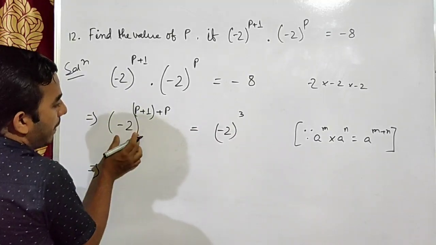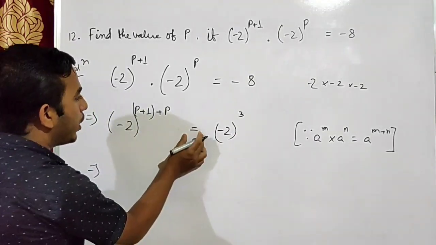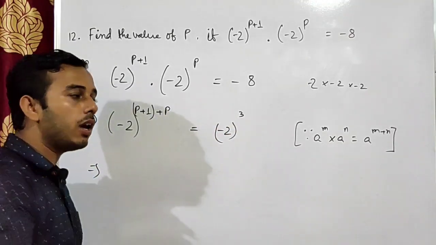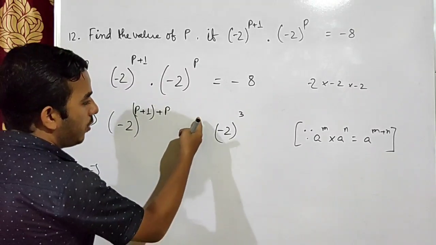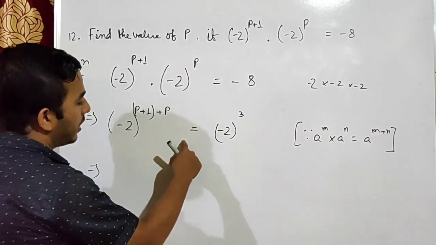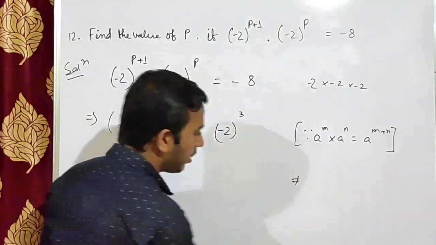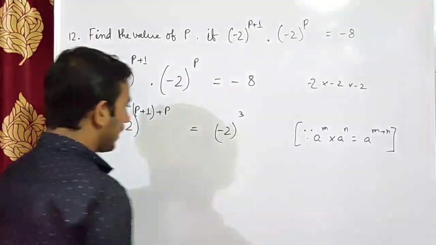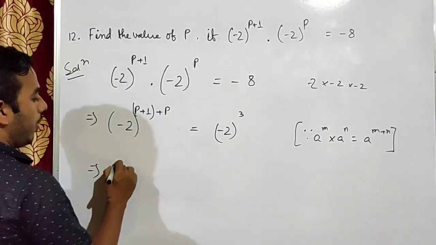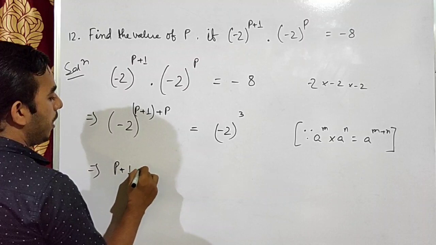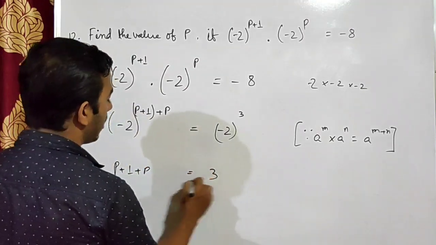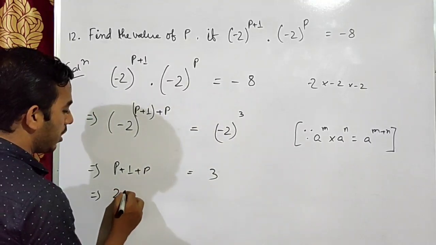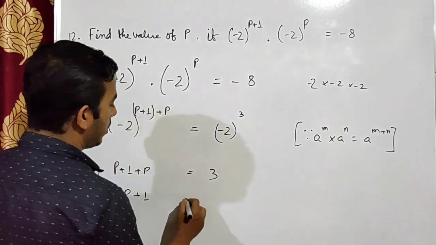Just know the law and know the process, then it will be no problem. Here -2 is the same, and in the middle we have an equal sign, that means their powers are also the same. Power must be the same, otherwise there should not be an equal sign. As there is equal, their power must be the same. Clear? So now let's simplify the power. Power is p plus 1 plus p equals 3, isn't it? Now p plus p is 2p. So 2p plus 1 equals 3.